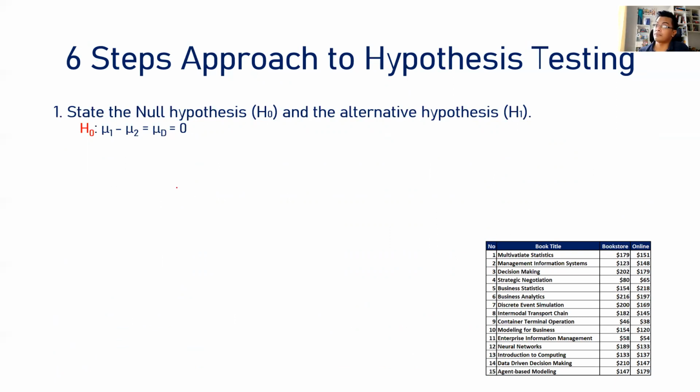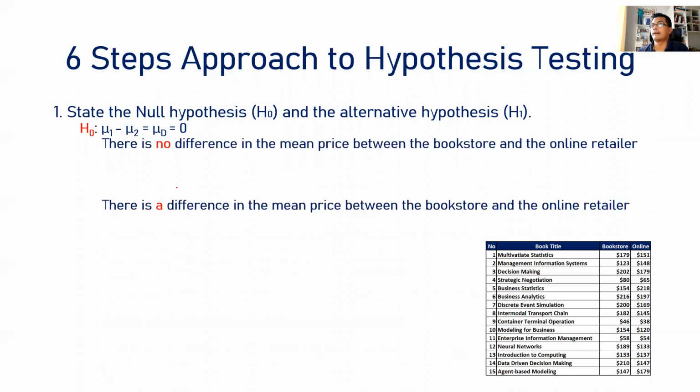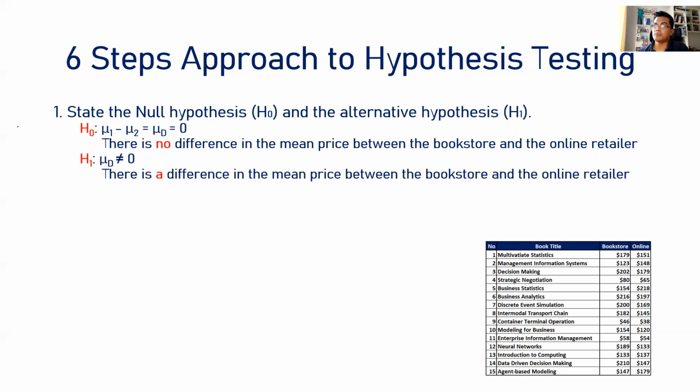And the alternative, of course, is the antithesis of the null hypothesis, which is mu1 minus mu2, or mu d, is not equal to 0. So the null hypothesis is that there is no difference in the mean price between the bookstore and the online retailer, which we can indicate as mu d equal to 0. And then the alternative is, of course, the opposite of it. There is a difference in the mean price between the bookstores and the online retailer. Okay, the first step is already done.